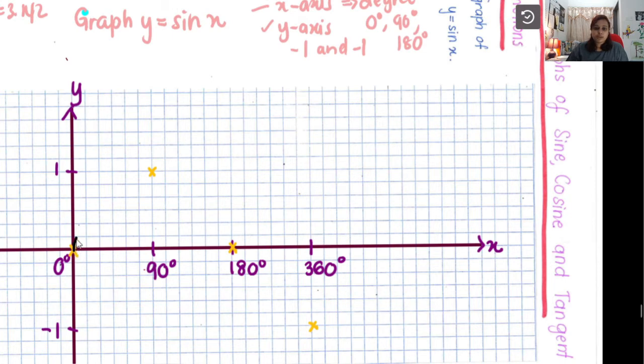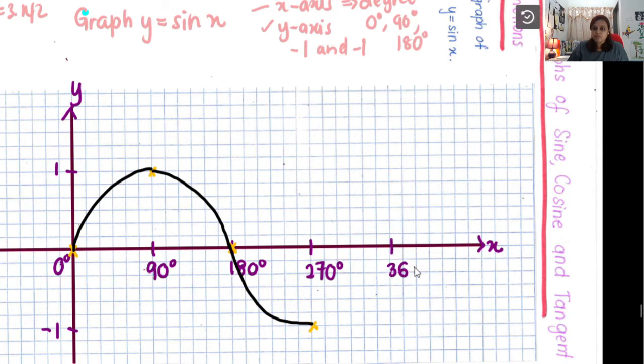Make sure it's a beautiful U shape. Actually, this is not U shape. I think I overlooked another value here. Hold on. This one after 180 is 360 first. Sorry, 270 first. Then only 360. 1, 2, 3, 4, 5, 6.